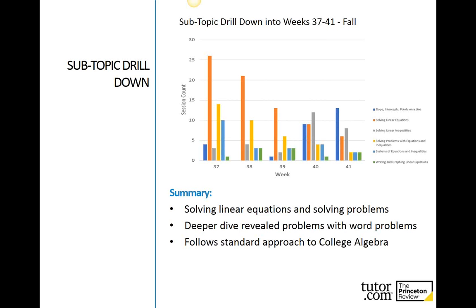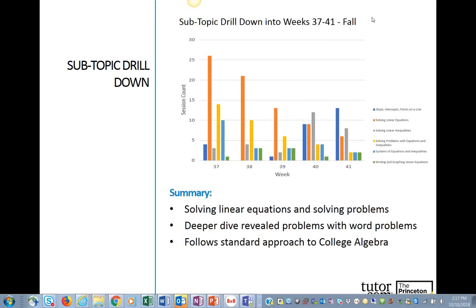Then diving in a little deeper, we can look at weeks 37 through 41, where we had a peak in the fall semester, and we can now look at the subtopic breakdown. When you dive into this data, you see the orange and the yellow, in which you start seeing that solving linear equations is the big pain point for students, and then solving problems with equations. Where those two start getting broken down is, can they actually go through the mechanics of solving it, versus setting it up from word problems, setting up the problem and solving it.